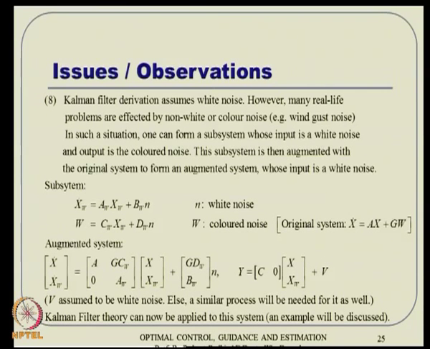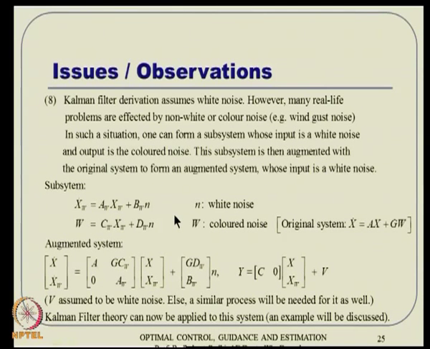Then this part I have already told you before: the Kalman filter derivation assumes white noise, and many real life problems are typically not dictated by white noise. Rather, colored noise is very frequent. As an example, I mentioned wind gust noise. So, in that situation, one can form a subsystem whose input is white noise and output is colored noise, as explained a little while before. And the subsystem is then augmented with the original system to form an augmented system whose input is white noise.